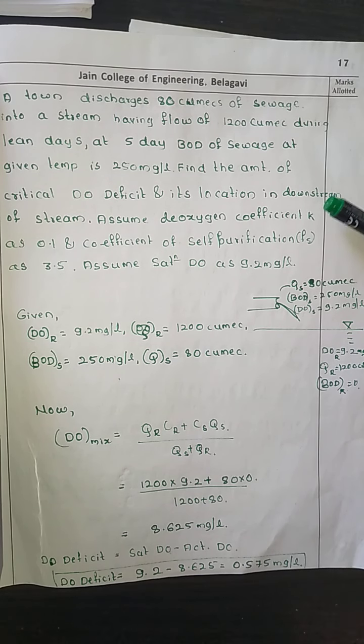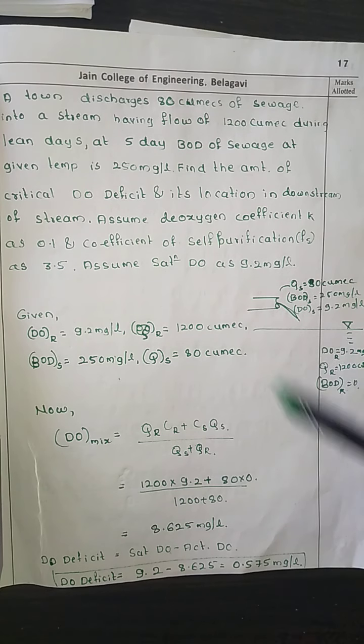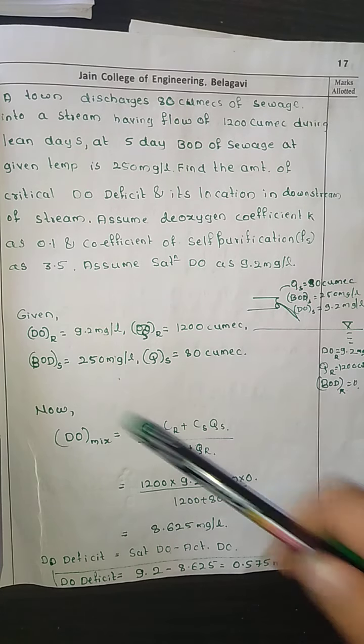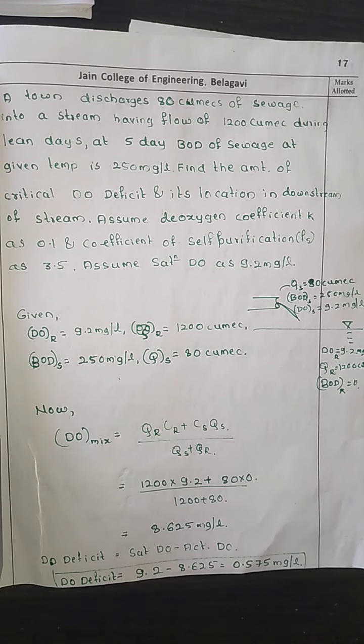We need to find it, and they have given that the deoxygenation coefficient, that is K, is 0.1, and the coefficient of self purification Fs as 3.5. Assume the saturation DO as 9.2.